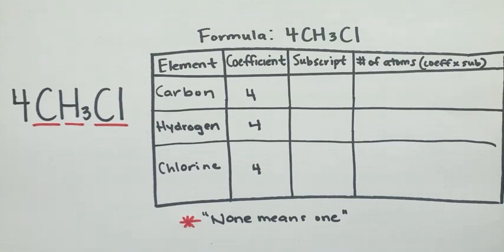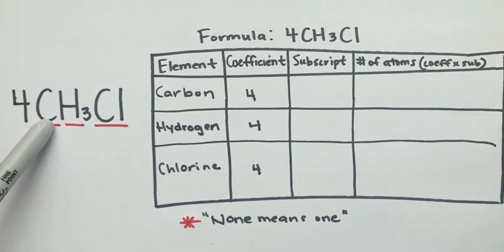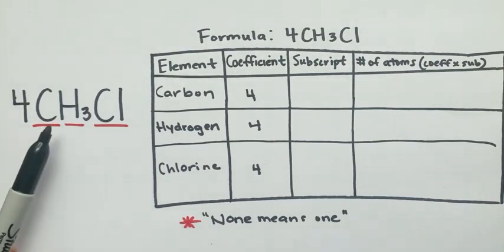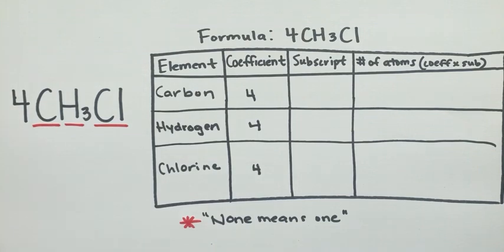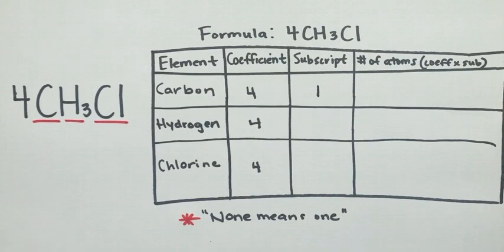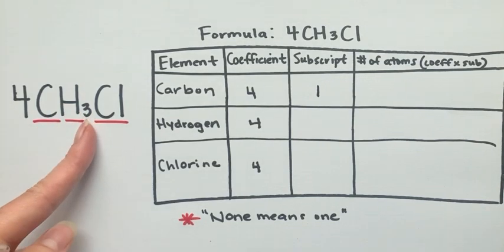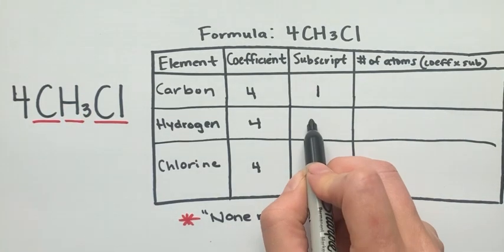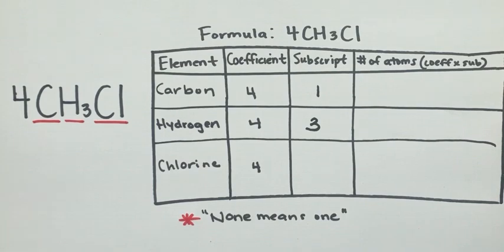The next thing we want to find out is the subscript behind all of our elements. So if we start here, looking at my carbon, the same rule applies for the subscript. If there is none, we can assume that it is 1. So we can see here, there is no written subscript after my carbon, so I can assume that the subscript there is 1. After my hydrogen, I see that there is a 3. That tells me that the subscript for my hydrogen is 3.